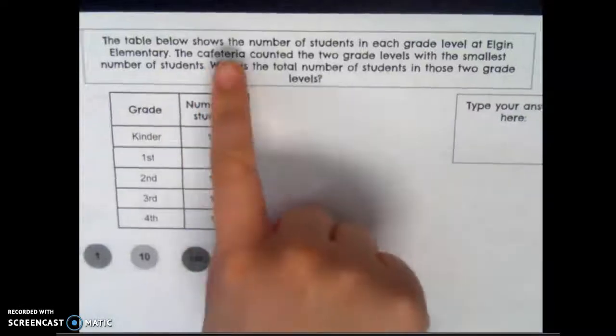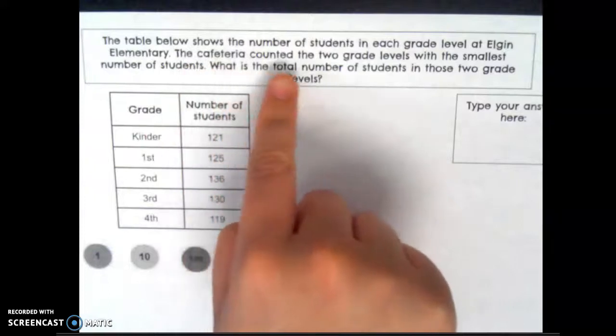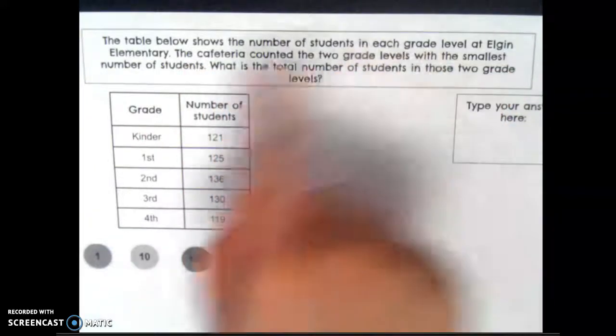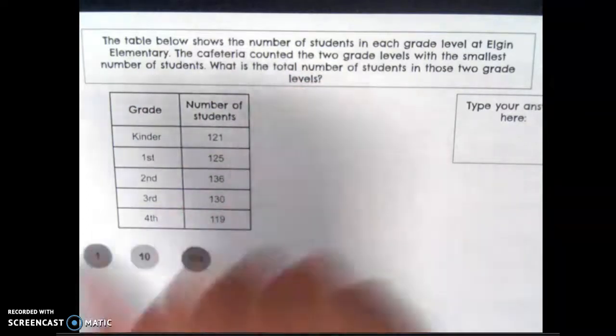The table below shows the number of students in each grade level at Elgin Elementary. The cafeteria counted the 2 grade levels with the smallest number of students. What is the total number of students in those 2 grade levels?